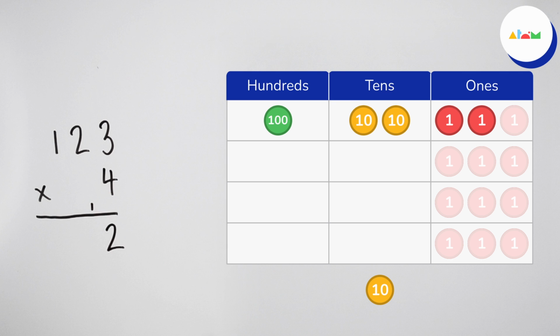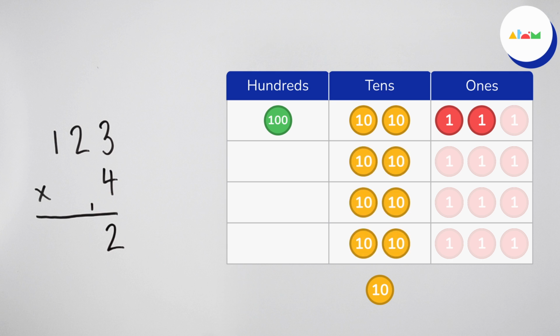We then multiply the tens. 2 tens times 4 is 8 tens. But remember, we had one extra 10 from the exchange, so we add it here now. Finally, we multiply the hundreds column. 100 times 4 is 400, so write a 4 and we are done.